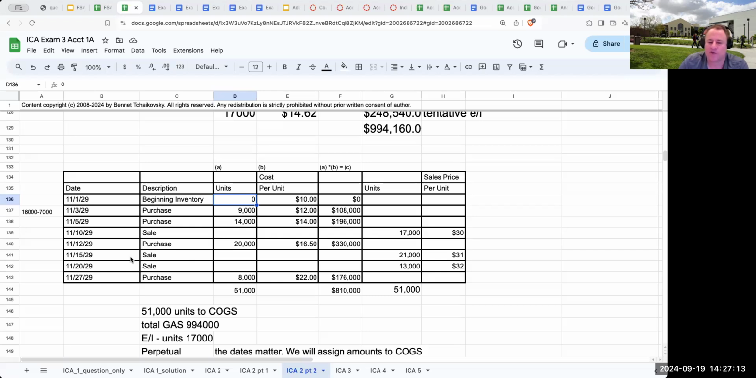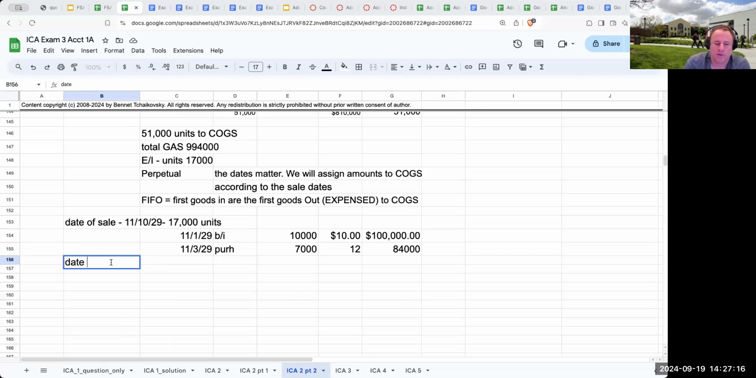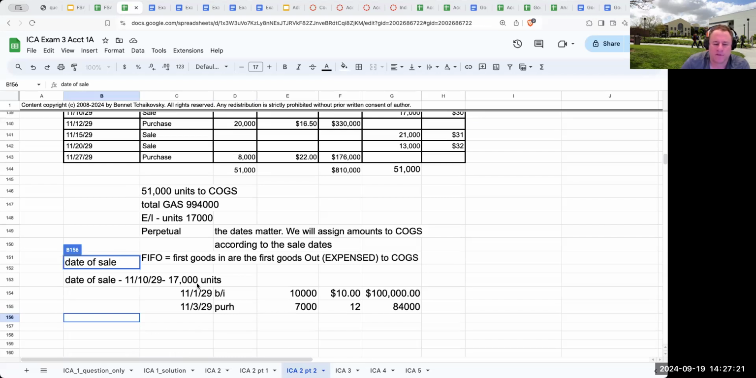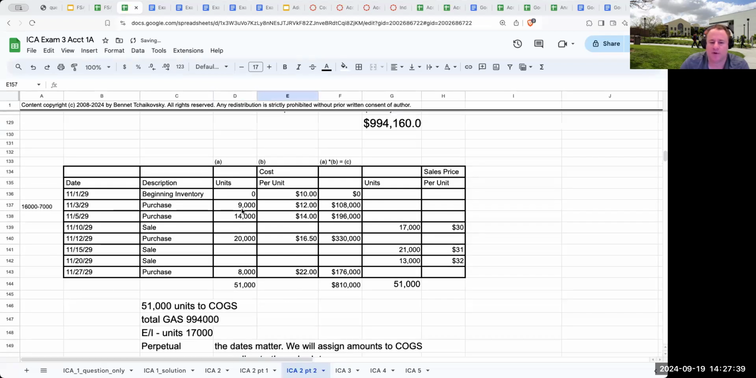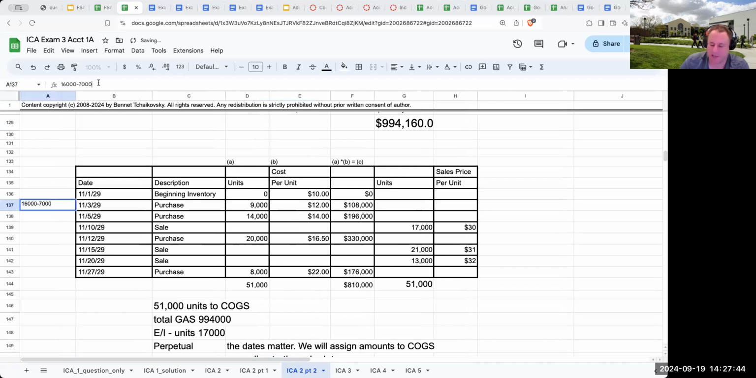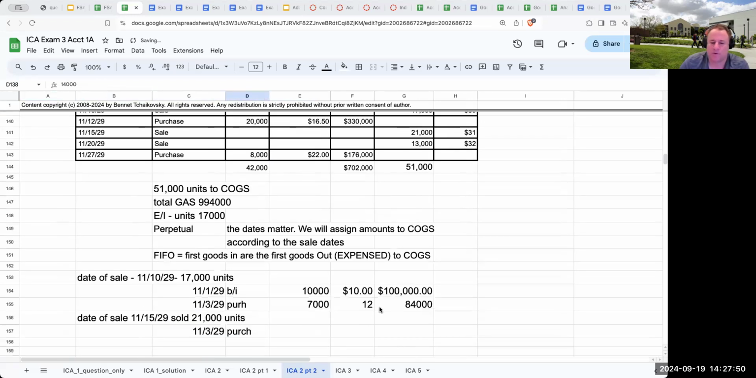On 11/15, I sold 21,000 units. So date of sale, 11/15/29, I sold 21,000 units. Okay. Again, first in, first out. So I come over here. I'm going to start with 11/3/29. I'm going to take the remainder of these units, right? So this is going to be 16 minus 7 minus 9. Okay. So this is going to go down to 0, right?